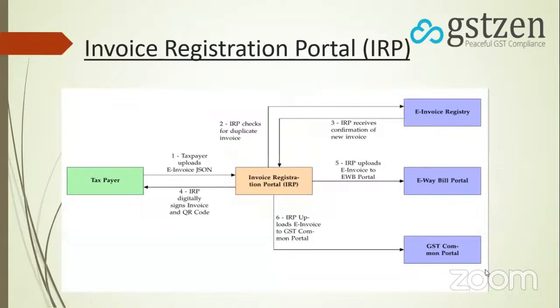Invoice registration portal. As we have just seen a couple of minutes ago, this is the process of generation of e-invoice. The taxpayer sends the e-invoice in the form of a JSON to the invoice registration portal. There it validates and checks for duplication through the e-invoice registry. Once it is validated that it is not a duplicate invoice and other validations have been made, the e-invoice gets generated. If e-way bill is applicable, it moves to the e-way bill portal also, and then it goes to the GST common portal.